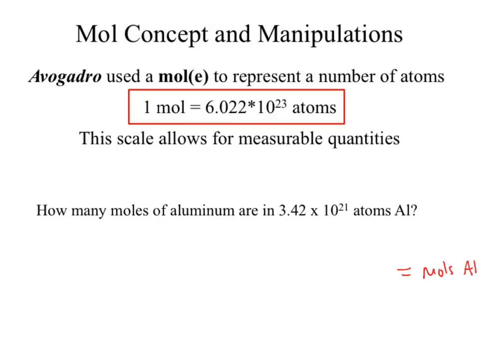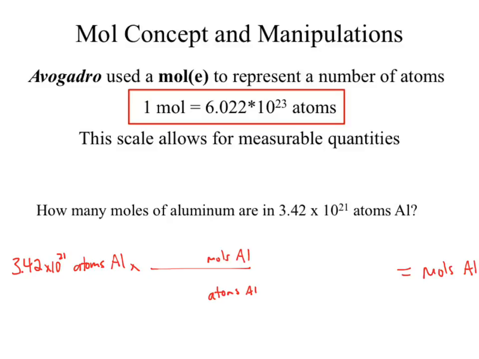We start with, and here's where I made the mistake last time, 3.42 times 10 to the 21st atoms of aluminum. If we now look at our equation, are atoms of aluminum moles of aluminum? Well, no, so we have to do a conversion. Atoms of aluminum on the bottom, moles of aluminum on top. Do we have a conversion that allows me to convert the atoms of one unit to the moles of one unit?